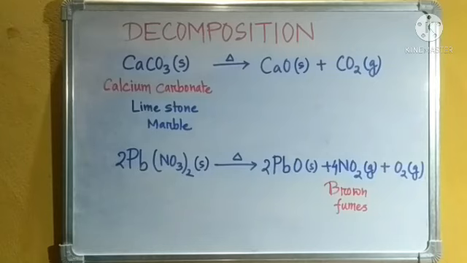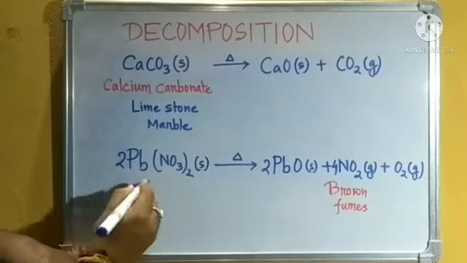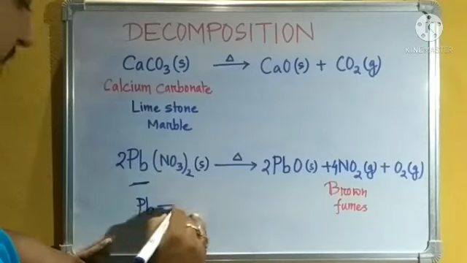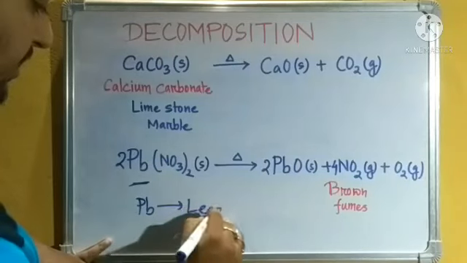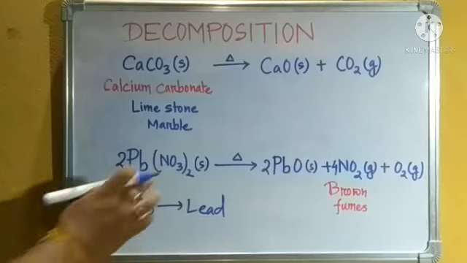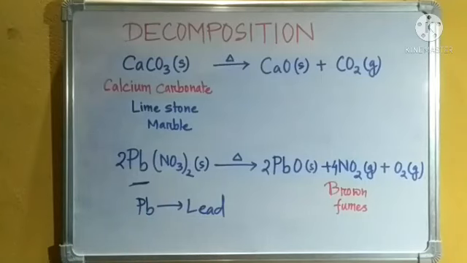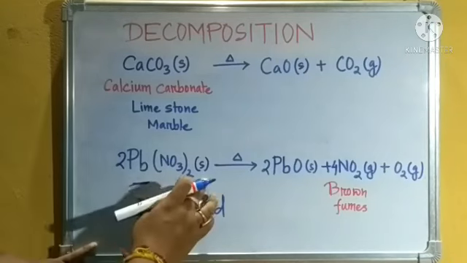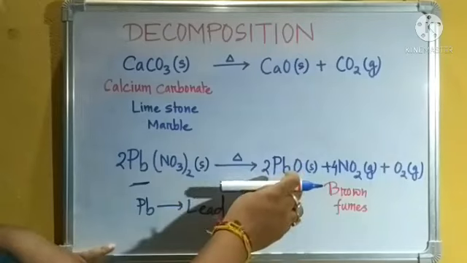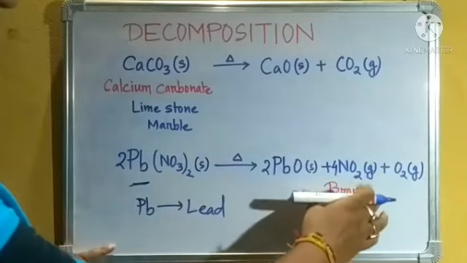Okay, so next is Pb. Pb is the chemical symbol for lead. So this is a metal, and Pb(NO3)2 is lead nitrate. This is lead nitrate in its solid state. We are heating it to get lead oxide and nitrogen dioxide.